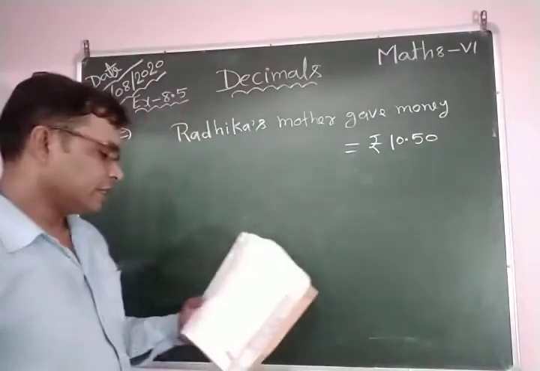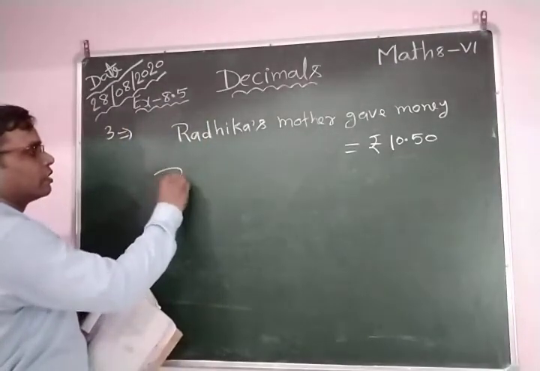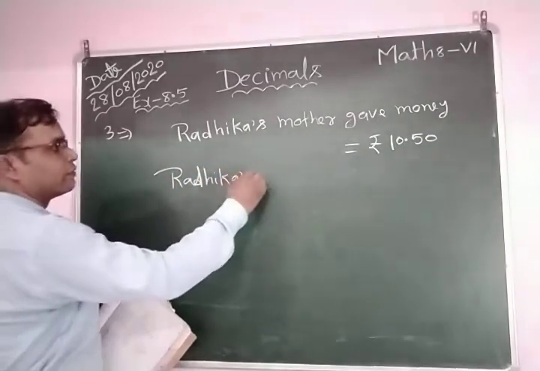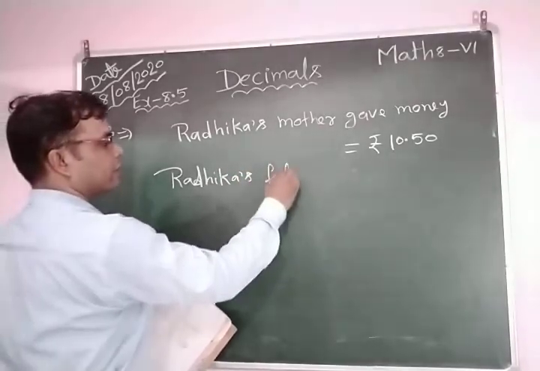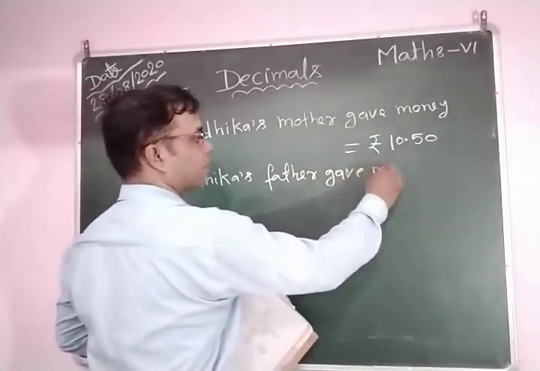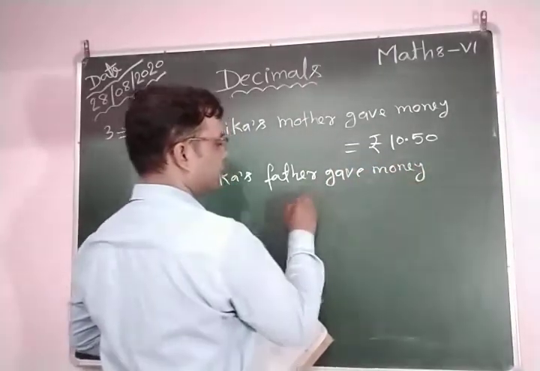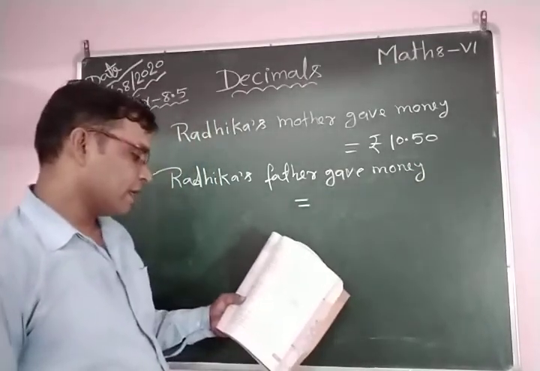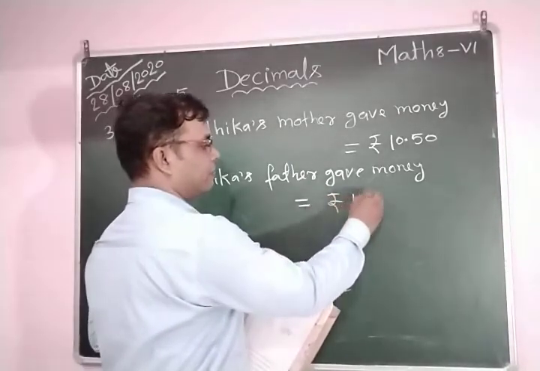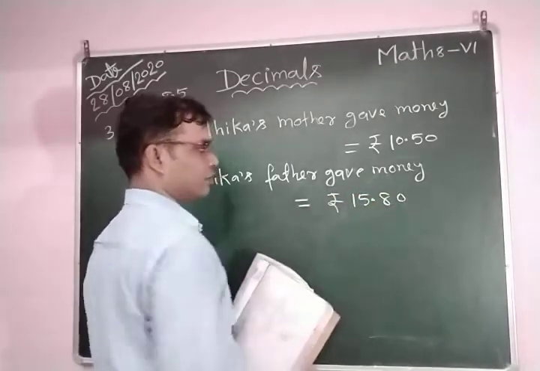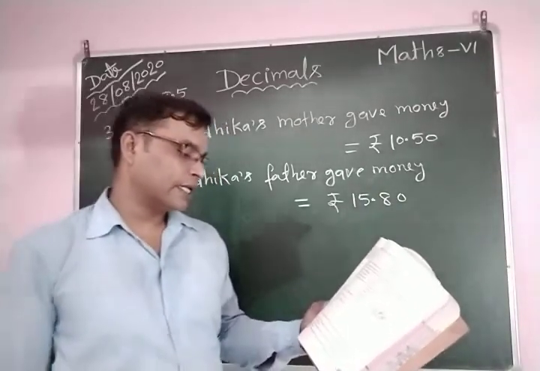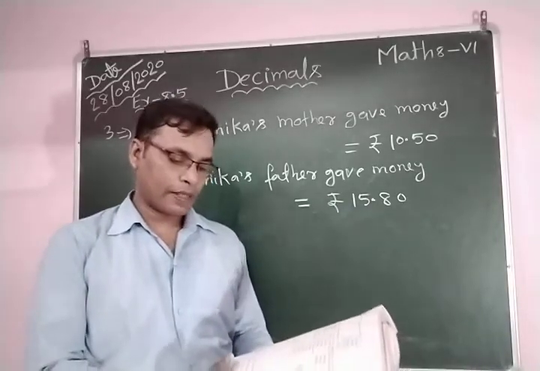Radhika's father gave money is equal to 15 rupees 80 paise, 15.80. Okay, so the question asks: find the total amount given to Radhika by her parents.